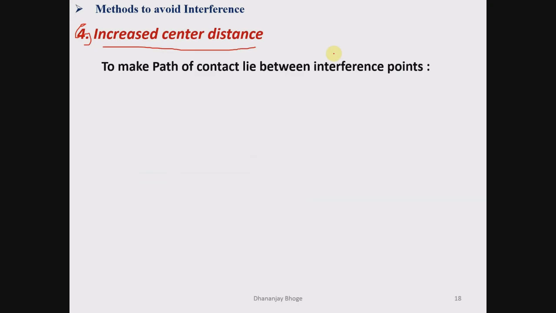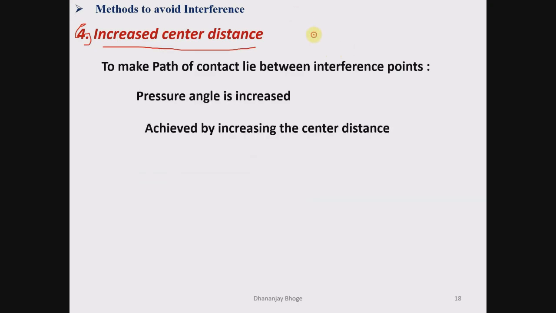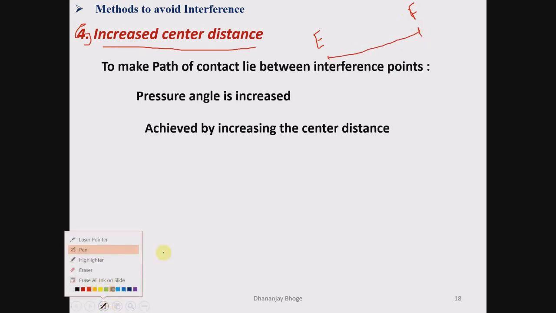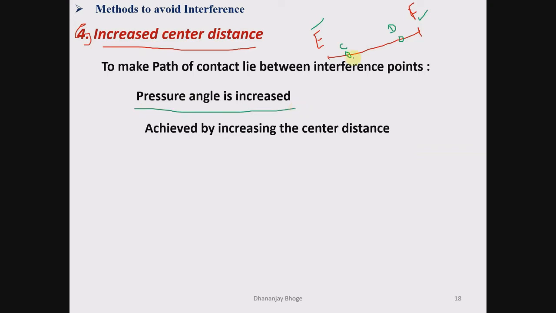Now what actually this means? What we have seen, we have two interference points E and F on the base circle of pinion and wheel, and we have studied that in case of involute gears, path of contact CD must always lie in between these interference points, correct, in order to avoid the interference. If this is not happening, what we can do, we can increase the pressure angle so that the path of contact lies in between the interference points.